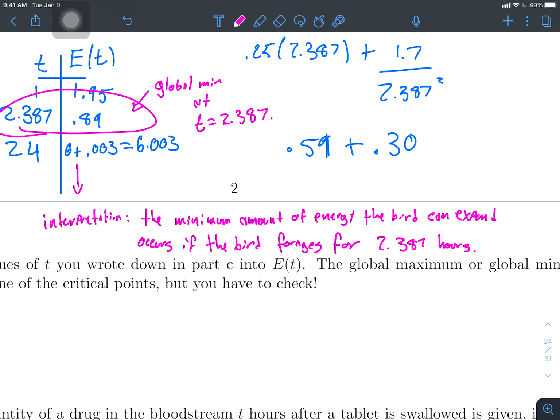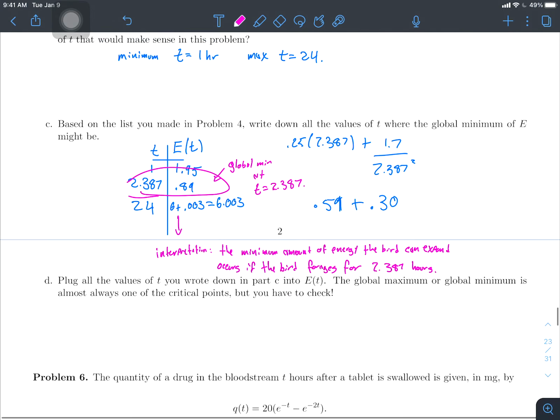This is the interpretation, right? Since the height of the function is telling me how much energy we expended, if we find the minimum height, it's the minimum amount of energy. Good question. Any other questions on this one?